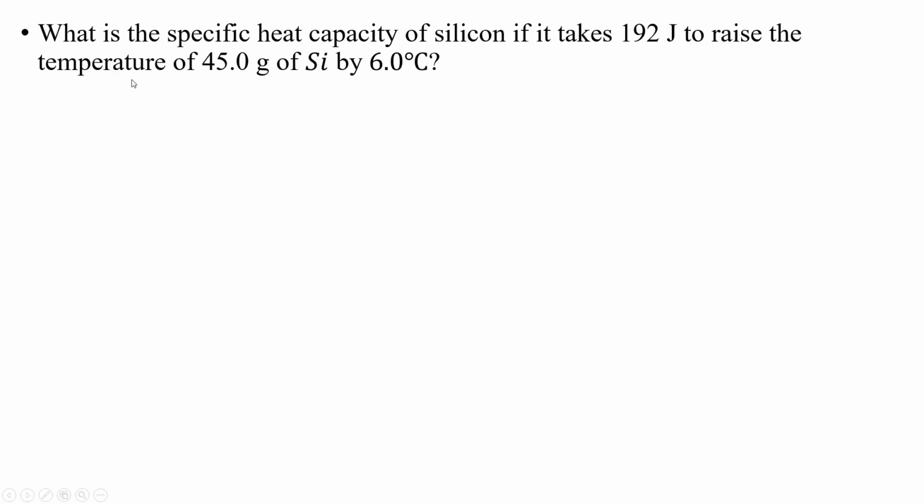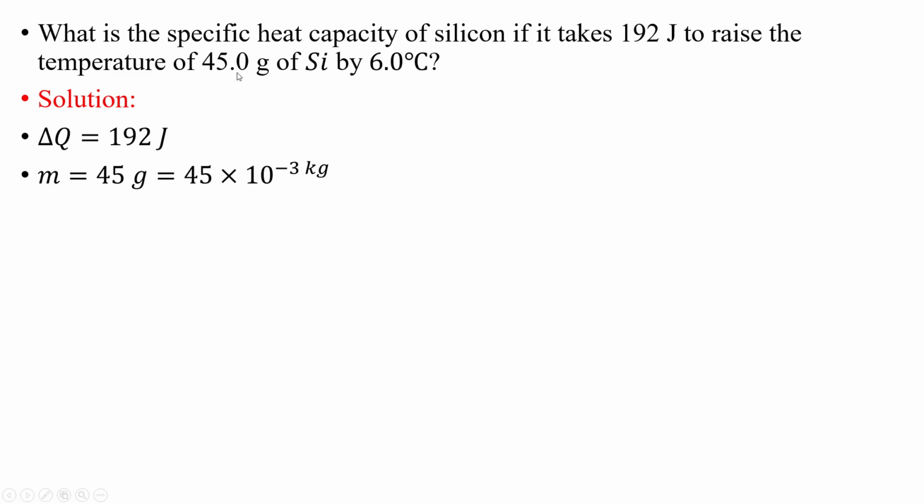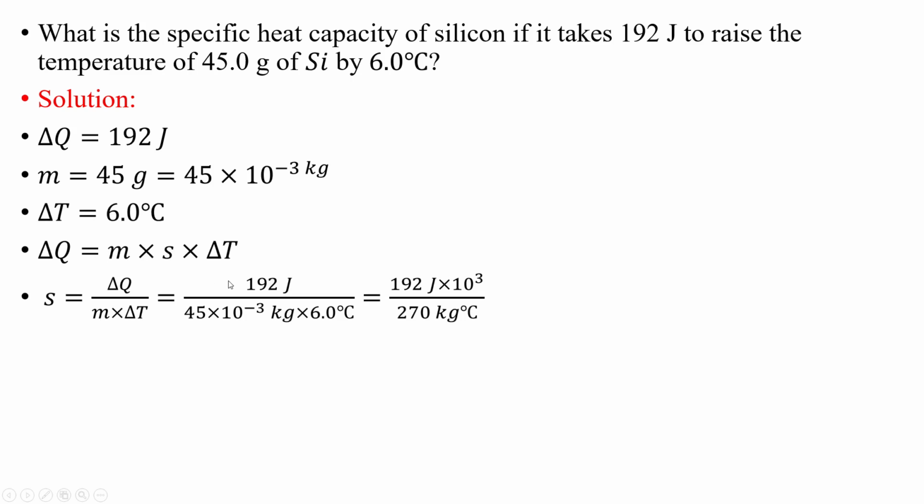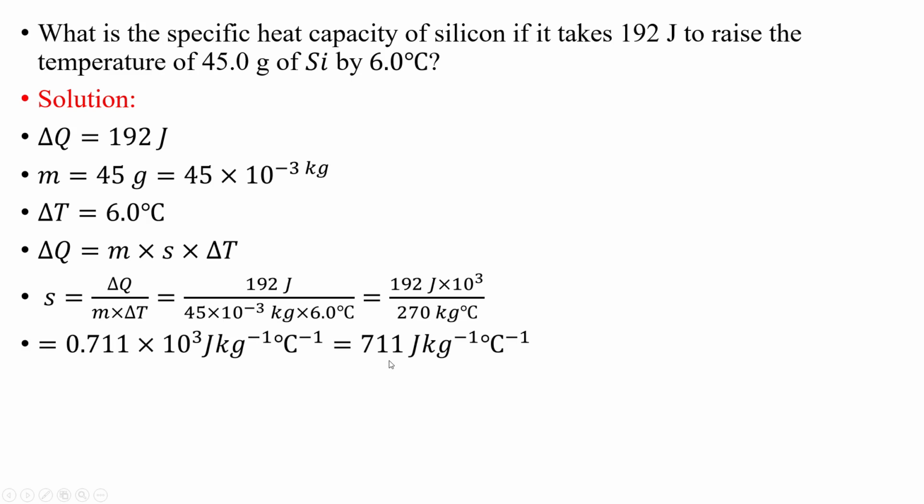Another example: what is the specific heat capacity of silicon if it takes 192 joule to raise the temperature of 45 gram of silicon by 6 degrees Celsius? Here the change in heat energy is 192 joule, and mass is given, that is 45 gram, and if you convert this 45 gram into kilogram, it's 45 into 10 raised to power minus 3 kilogram. Change in temperature is 6 degrees Celsius. Putting the values in the formula, we get the specific heat capacity of silicon to be about 711 joule per kilogram per degree Celsius.